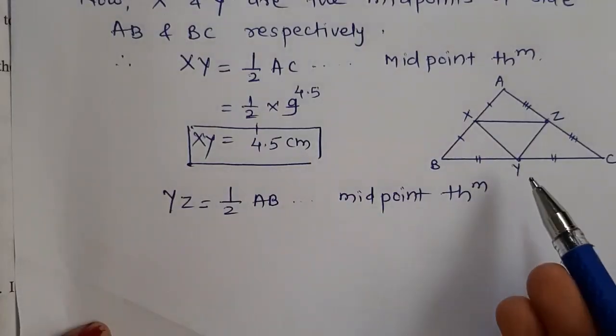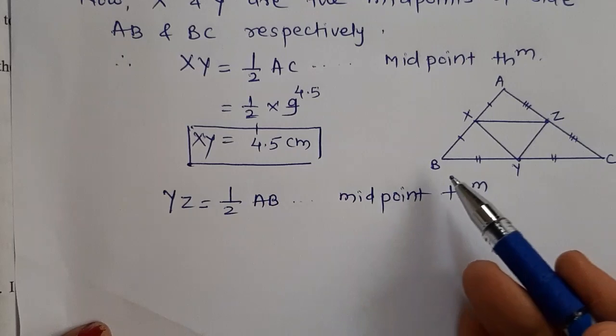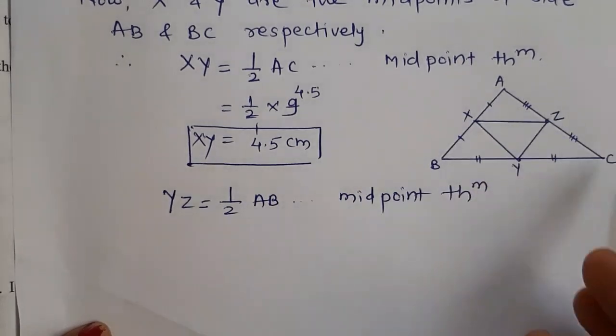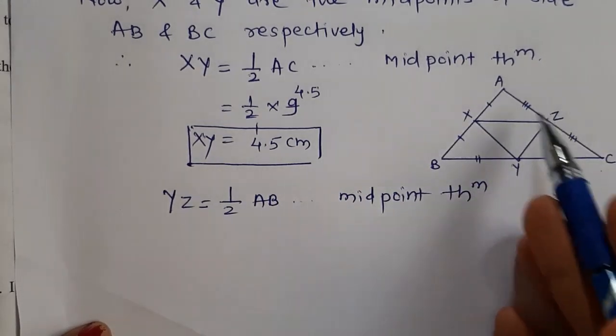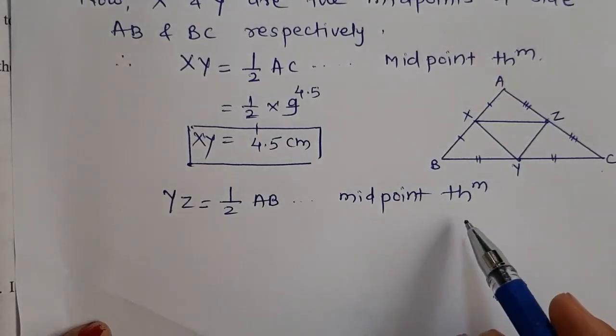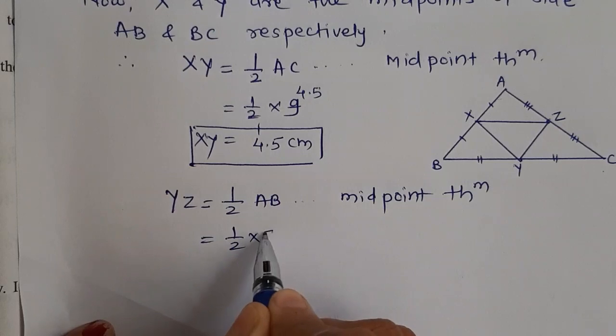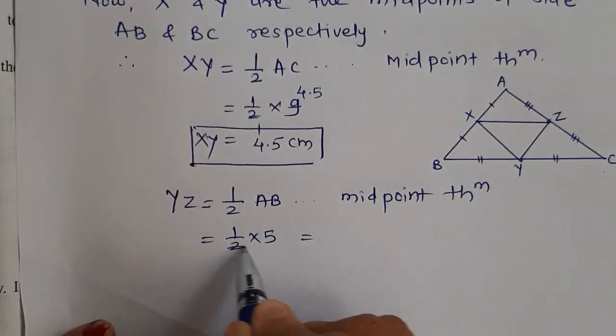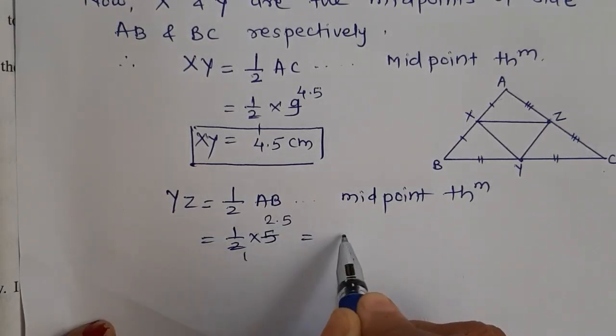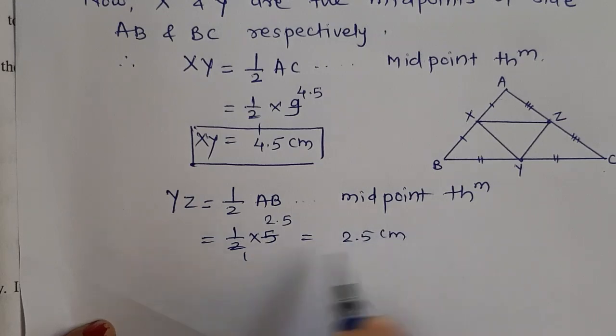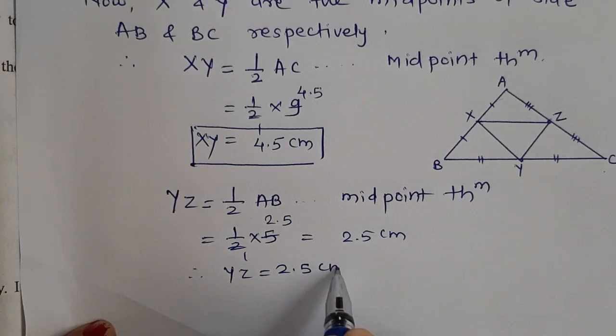Now here, if you observe the diagram, Y and Z are the midpoints of side BC and side AC respectively. So YZ equals half of AB, again by the midpoint theorem. The value of AB is given as 5 centimeters, so half into 5: 2 1s are 2, 2 2s are 4, 2 5s are 10, that is 2.5 centimeters. That means here YZ equals 2.5 centimeters.